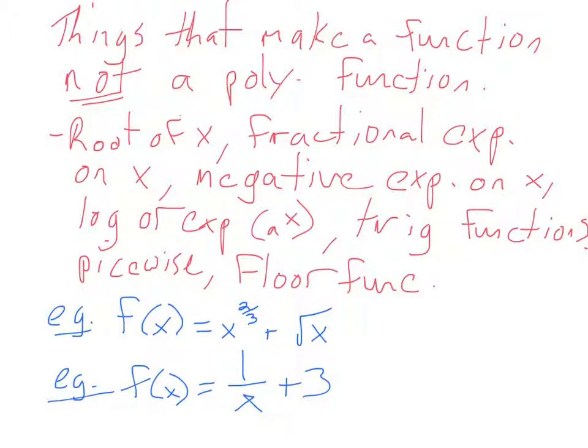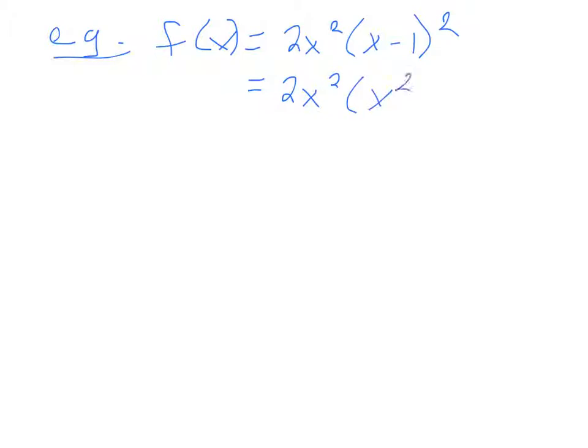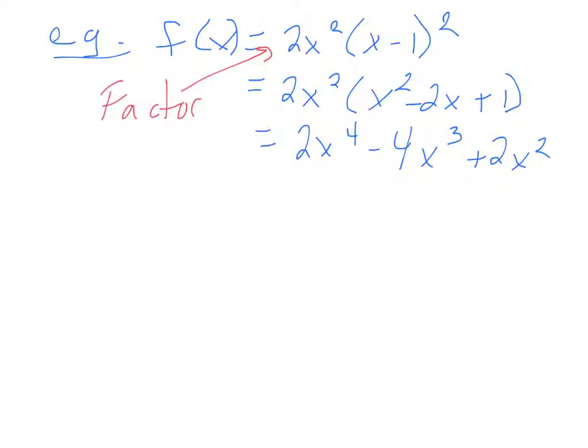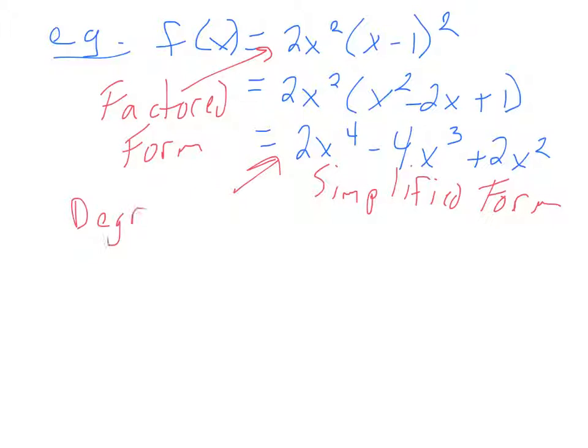On the other hand, we know that polynomial functions do come packaged in other forms. f of x equals 2x squared times x minus 1 squared. Now, is that a polynomial function based on what we know about simplifying expressions like that? Yeah, it is, right? Because I can write it in polynomial form if I just simplify it. x minus 1 squared is x squared minus 2x plus 1. And then I can distribute the 2x squared, and I get 2x to the 4th minus 4x cubed plus 2x squared. So that looks like a polynomial function now. This is what we call the factored form of this particular polynomial function, and this is the simplified form of that same function. What's the degree? 4. Yep, so the degree of this function is 4.